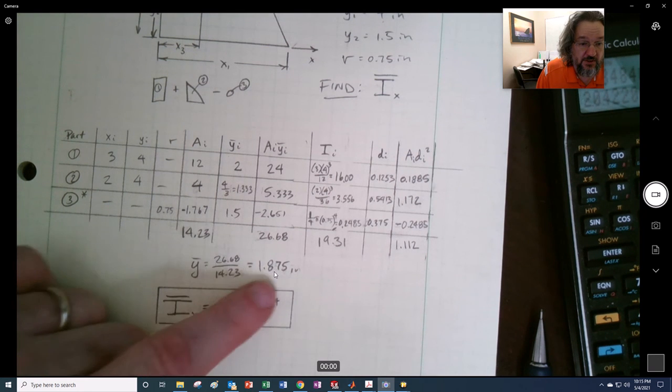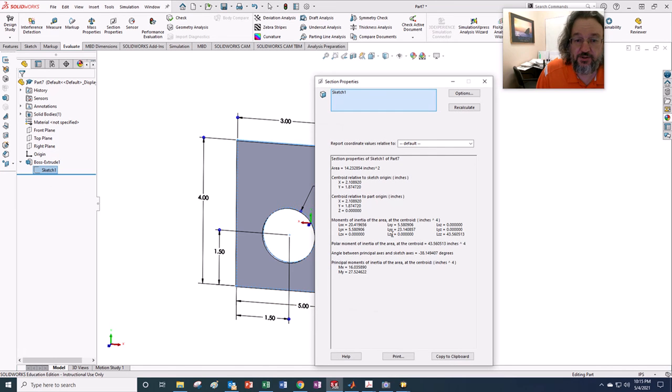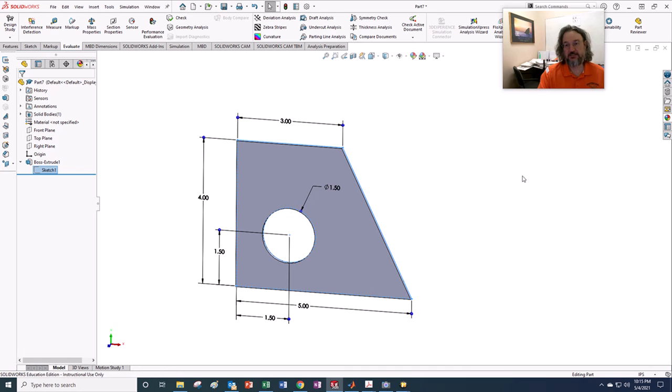20.42 and 1 point here. Let's check them out. Section properties, 20.42, yay, and 1.875. Okay, well, just gotta be stick-to-itiveness.